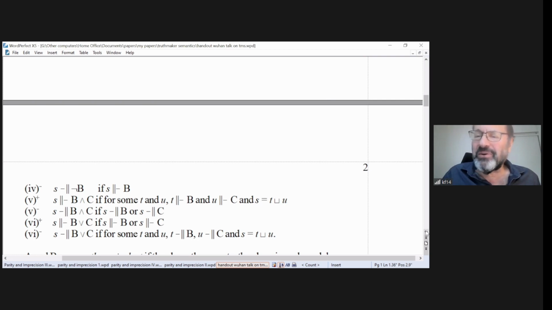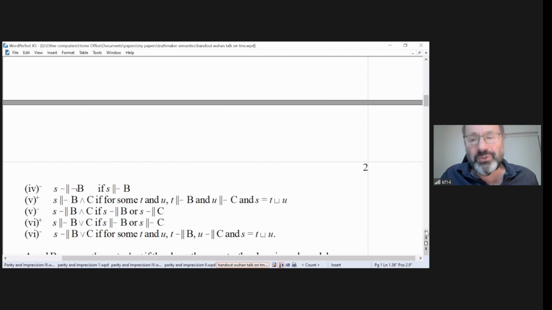If, instead of saying or, I said or-and, then clearly I should include the case when S is a truth maker for B and C as a truth maker for B or C. So if we insist upon this, that the truth maker for the conjunction of the disjuncts is also a truth maker for the disjunction, then we have what's called an inclusive semantics.